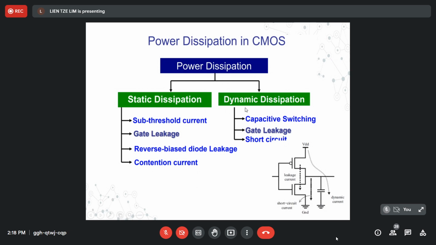The dynamic power dissipation is caused by capacitive switching, gate leakage, and short circuit. Short circuit is where the PMOS and NMOS are partially on and off. Then there will be a conducting path from the PMOS to the NMOS, so there is a short circuit, when both transistors are in saturation mode.